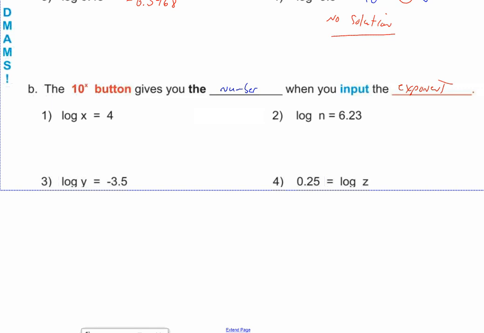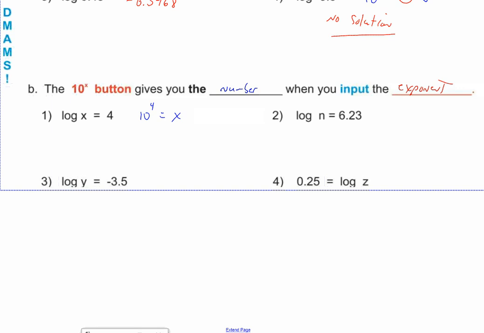So if you convert number 1 first off, then you begin to understand what's going on. All right, the base isn't shown, but it's base 10, and the exponent is shown, it's 4, right? So we're trying to figure out what 10 to the 4th power is, and your 10 to the X button makes it so you don't have to punch in 10 and then your X to the Y button or your caret button and then 4.